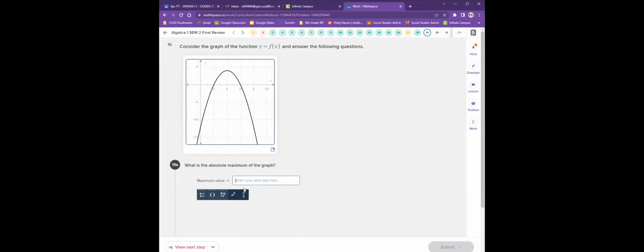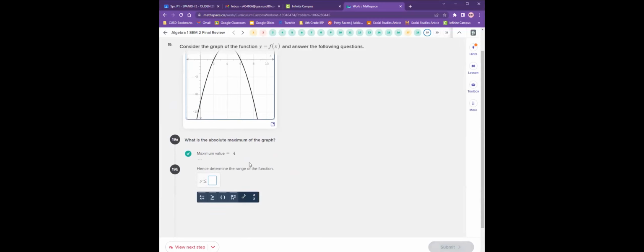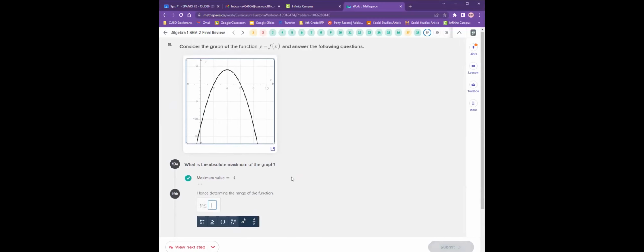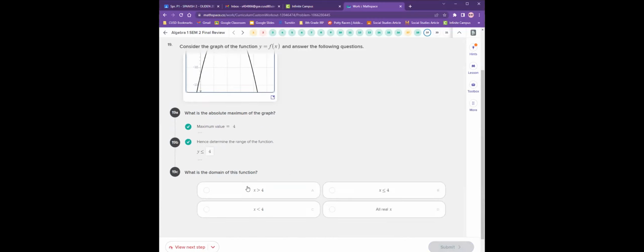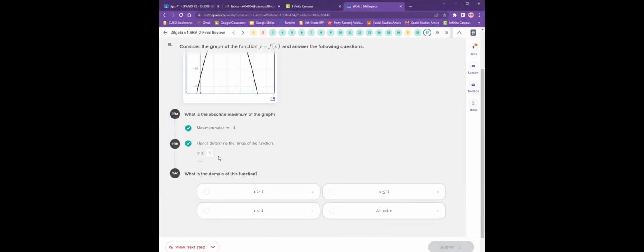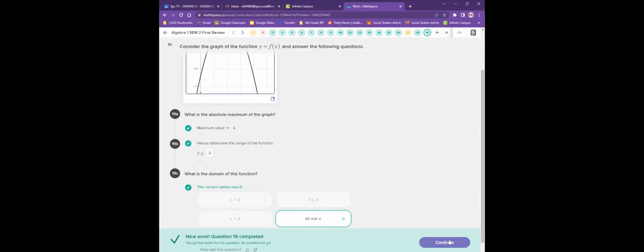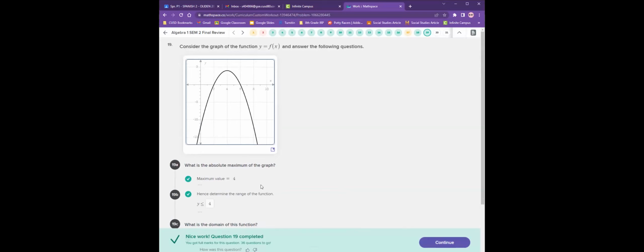Number 19. Answer the following questions. What's the absolute maximum of the graph? It's 4, or (0, 4)? No, it just wants 4, the y value. When it asks the absolute maximum, it just wants the y value, hence y is less than or equal to 4. What's the domain of this? All real x. Shouldn't it have been for x? No, because, okay, never mind.